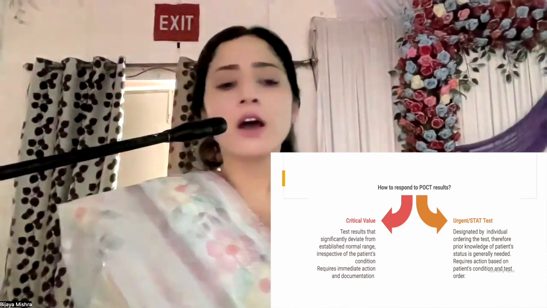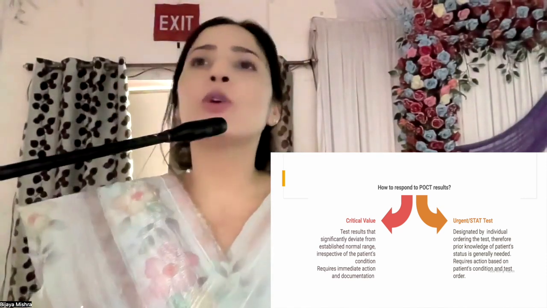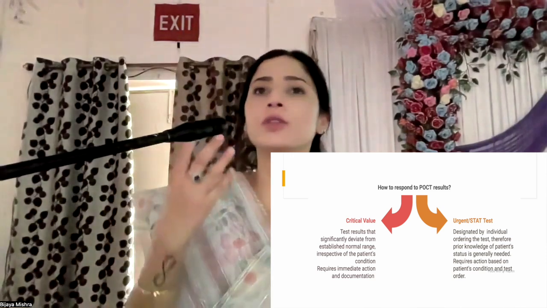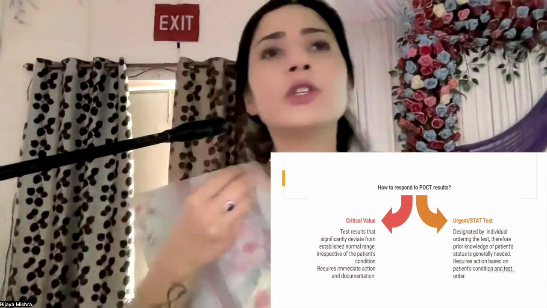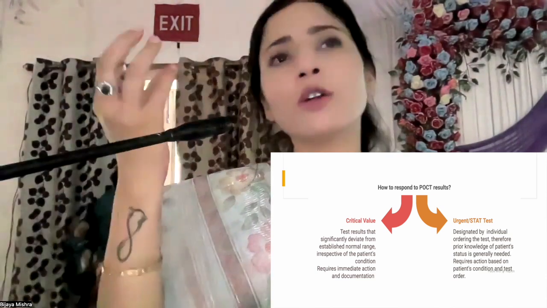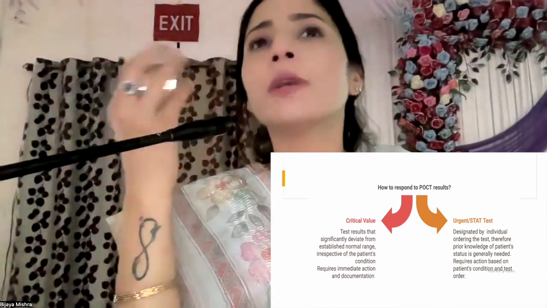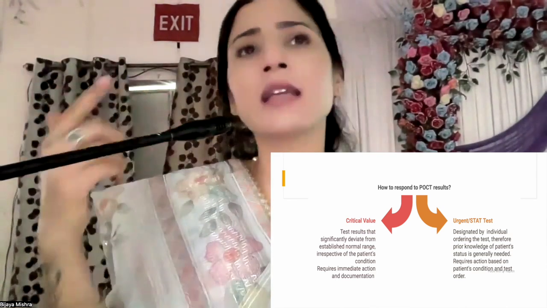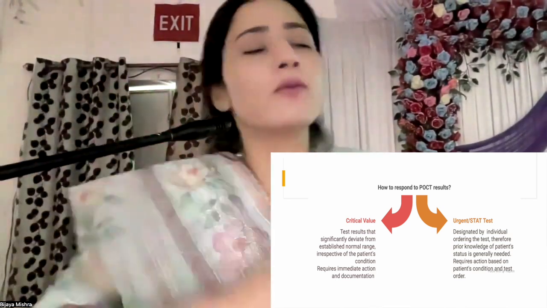Now, once we run the test, how do we respond to the POCT results? So there is one thing known as an urgent or stat test. This urgent or stat test comes to the lab. The physician or doctor who is looking at the patient, based on the severity, writes the test as urgent or stat. Stat means you want the test results to be done immediately and provided back with the results.